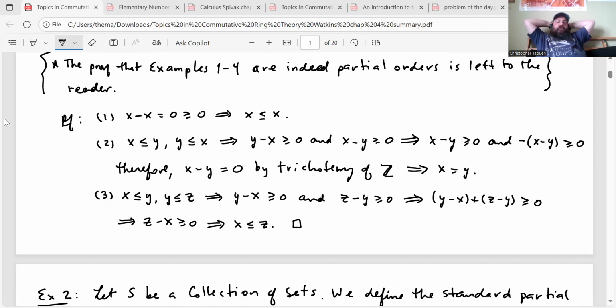And then finally, transitivity: x less than or equal to y less than or equal to z implies y minus x is greater than or equal to 0 and z minus y is greater than or equal to 0, which means that their sum is greater than or equal to 0. And if you simplify the left-hand side, you find that z minus x is greater than or equal to 0, which means that x is less than or equal to z. So it's a partial order on the integers.